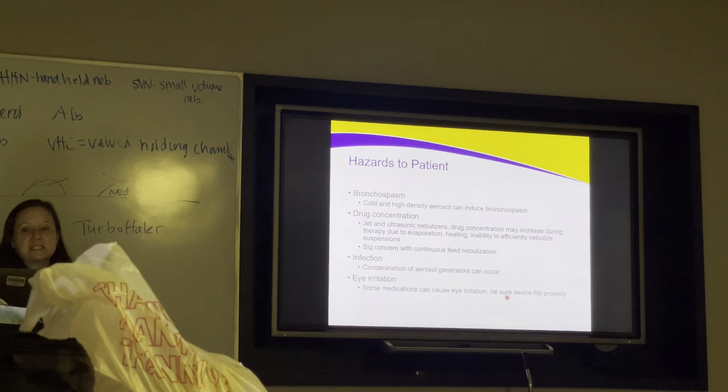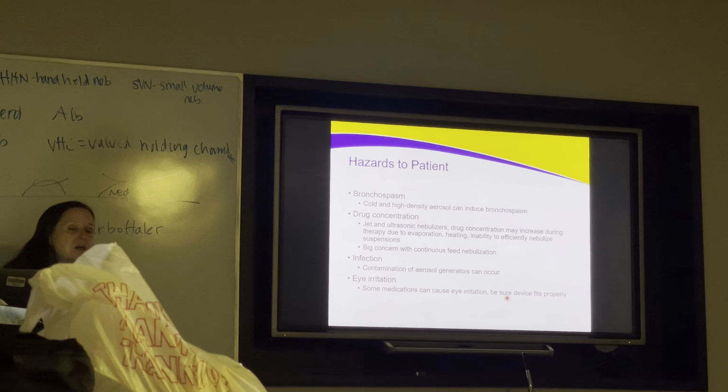Okay. What are some of the hazards to patients by giving medications? Well, oddly, when you inhale a medication, you might actually cause bronchospasm, okay? And that can be because what you're inhaling is cold, or your lungs are just really hypersensitive. Drug concentration can become an issue. When we aerosolize things out of a small volume nebulizer, the drug concentration in the cup becomes more concentrated the further down the line you go, because you evaporate out the water, but not always the medication, okay? So sometimes we can get very concentrated medications being delivered to patients.